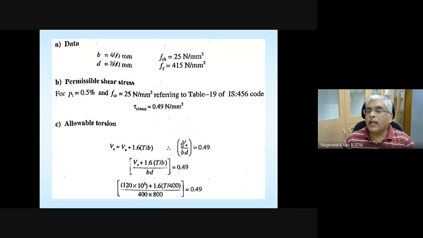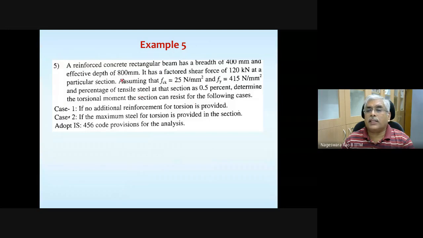Okay, and the shear, this one. Just now we noted that design shear strength is 0.49 Newton per mm square. So this equivalent shear force, using that you calculate nominal shear stress and then equate it to this value 0.49, and then you know what is the shear force at this section. Factored shear force 120 kilonewtons.